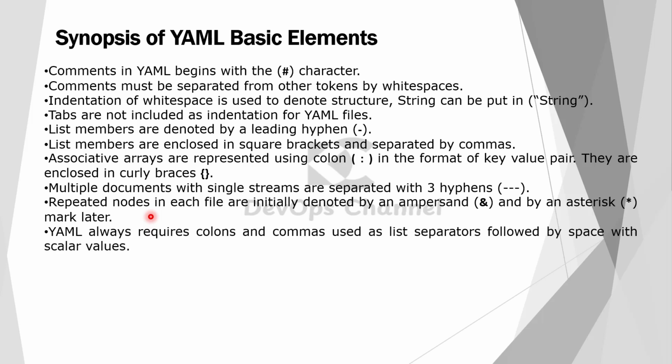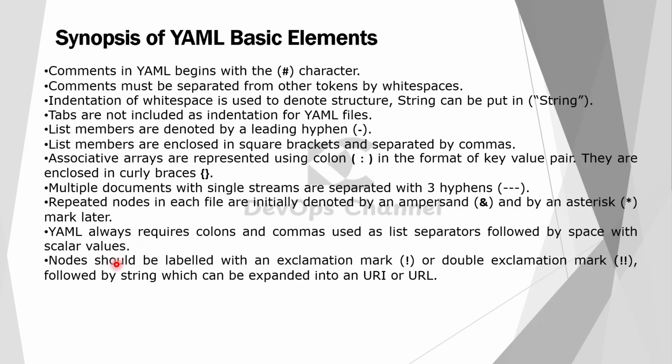Now, moving ahead. YML always requires colons and commas used as list separators to be followed by a space. We have already understood this while discussing collections. Now, a node should be labeled with an exclamation mark or double exclamation mark followed by a string which can be expanded into a URI or URL. So what is a node? A node is a part or thing you are going to define. Suppose you are writing a list, that is a node. If you are writing a flow style, block style or sequence style, and you want to label it, you use an exclamation mark or double exclamation mark.